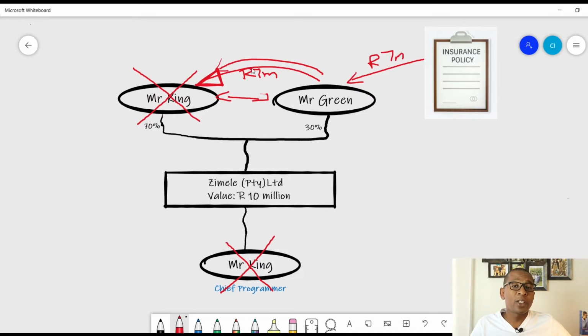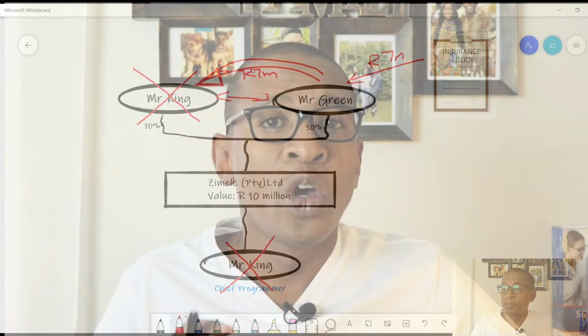So by the introduction of that policy, we've introduced a funding mechanism for Mr. Green. Now we've sorted out the problem of where Mr. Green is going to get the funds from in order to purchase Mr. King's shares in the event of Mr. King's death. However, we need to still have something extra, because that life policy that Mr. Green owns on Mr. King's life is a separate contract between himself and whoever the insurance company is.